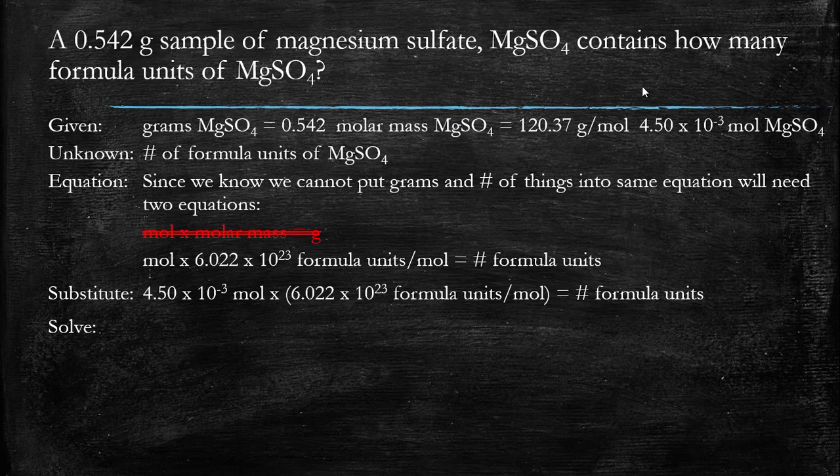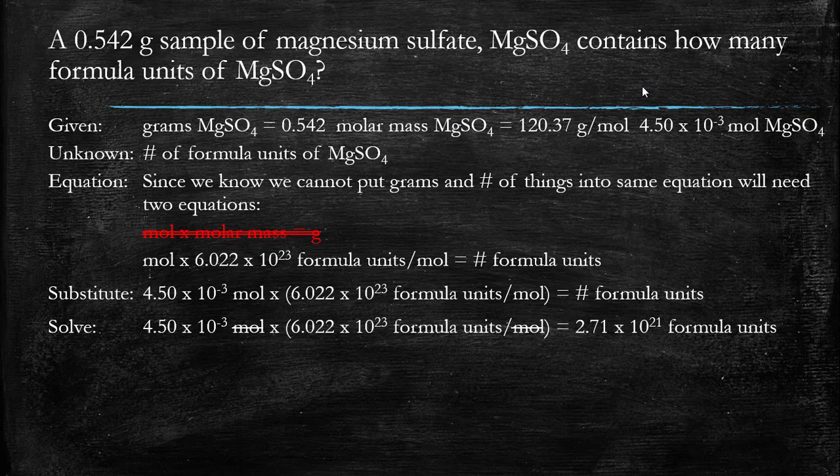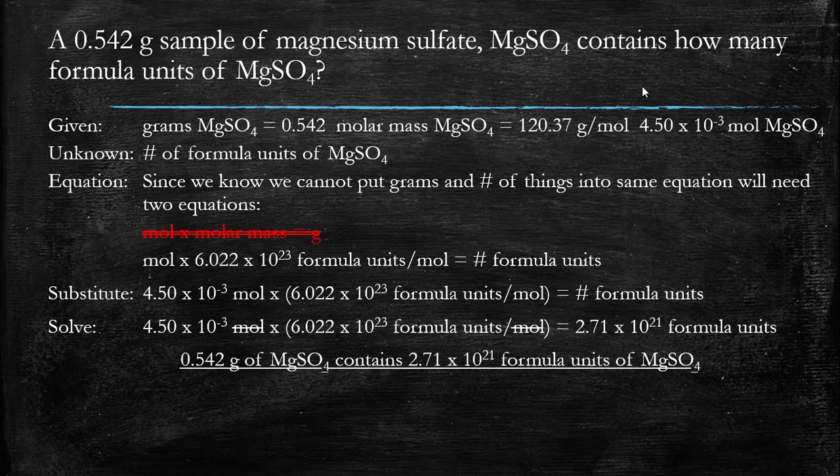So we're going to solve it. We just multiply that, and you see that the moles cancel out, leaving us with formula units. So we can say that 0.452 grams of magnesium sulfate contains 2.71 times 10 to the 21st formula units of magnesium sulfate.